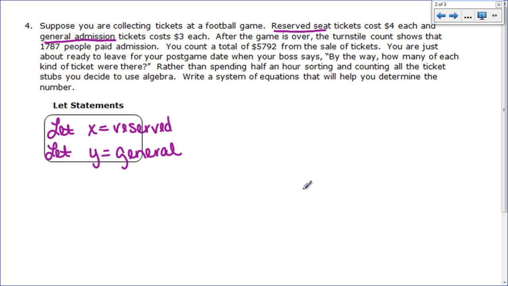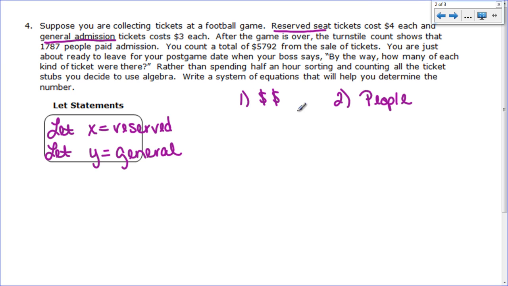Now there are going to be 2 types of equations here. One equation is going to deal with the total money, how much money got spent. The other equation is going to deal with the total number of people. So I have to write 2 different equations, one for just how many people there were and one for how much money there was. So let's start with the money, because this is usually the one that's the most intuitive, the easiest for people to get.